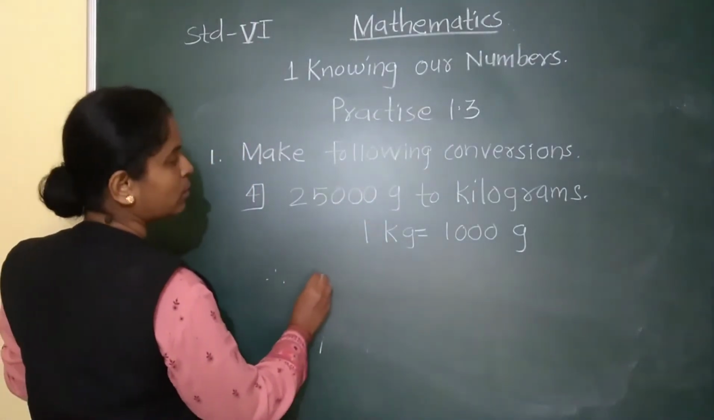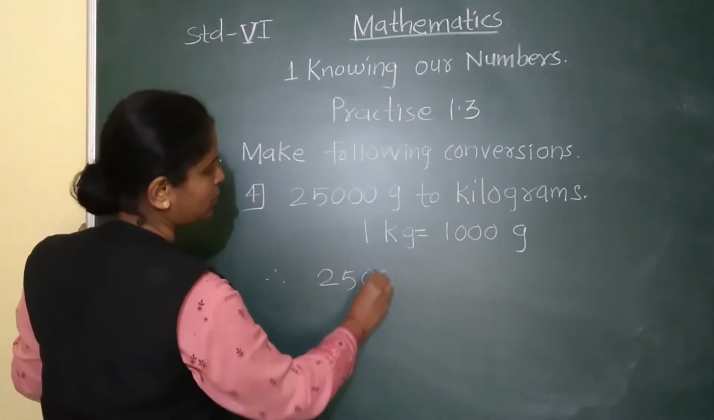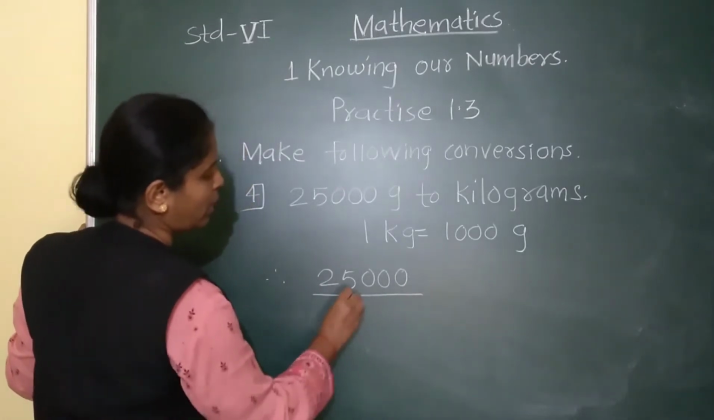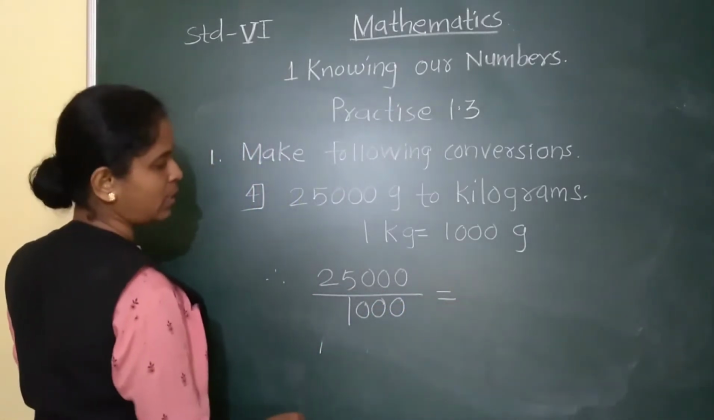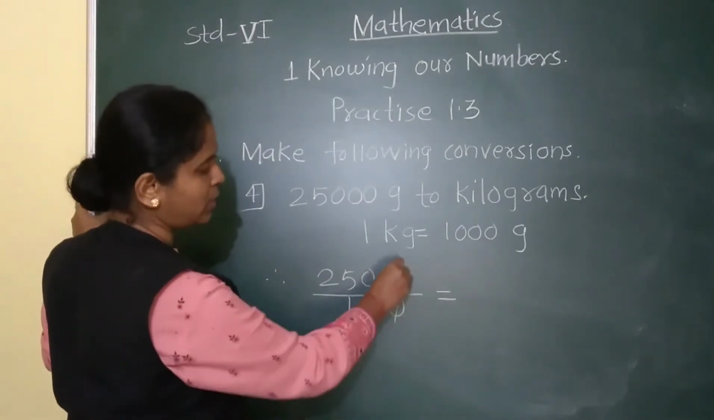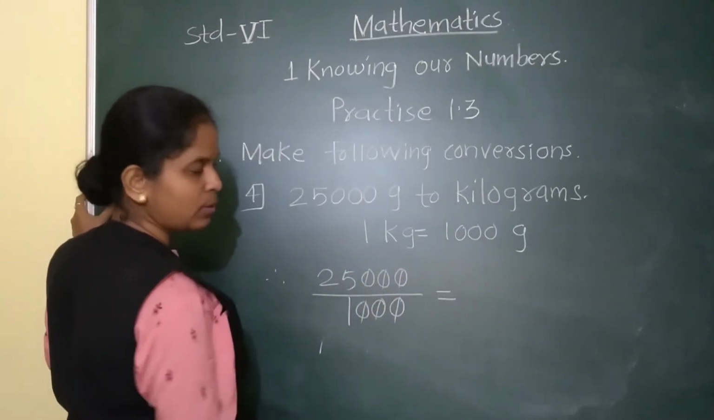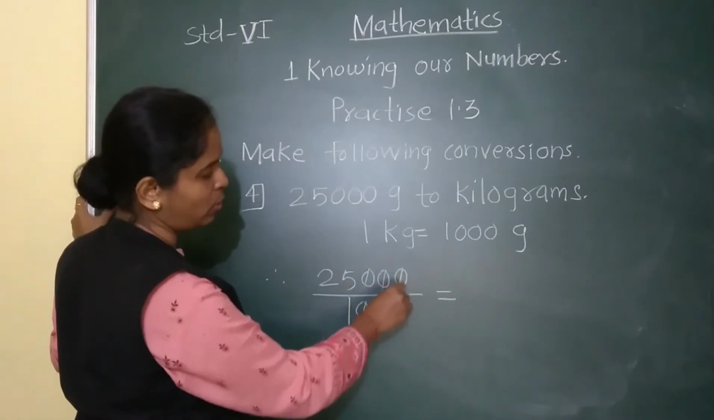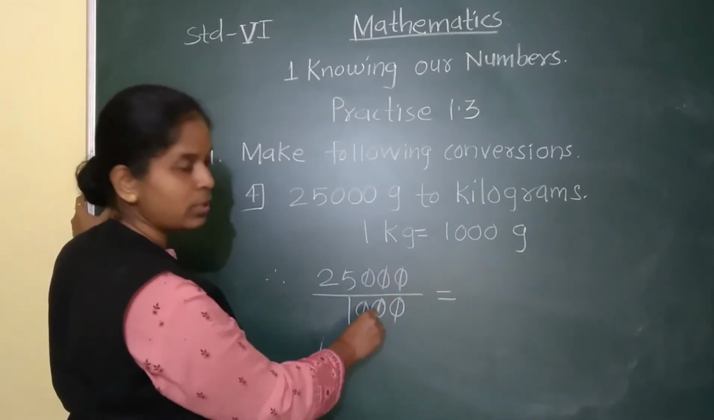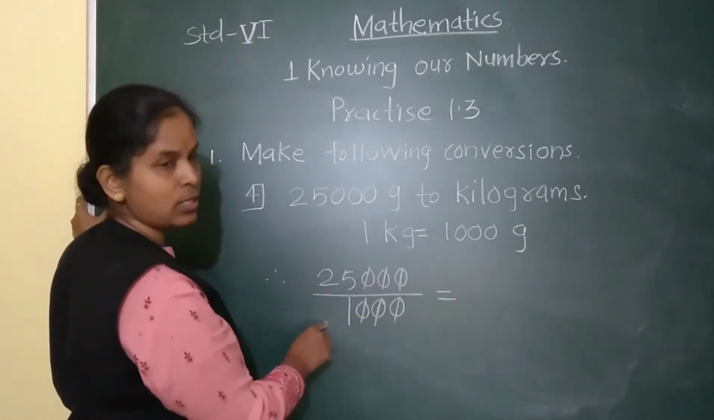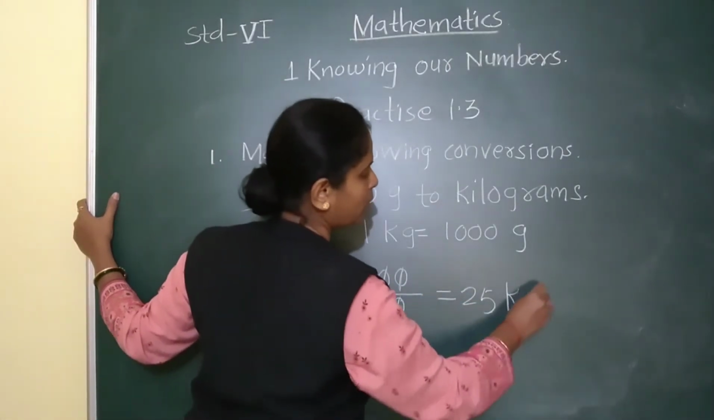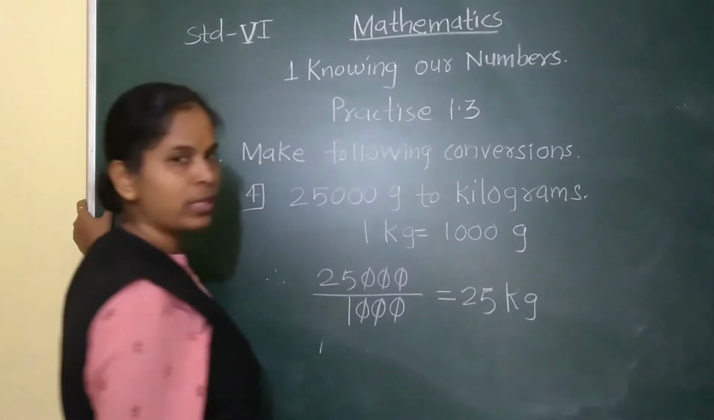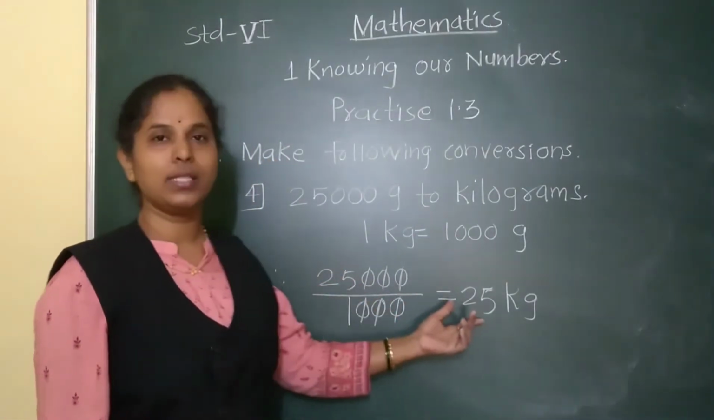Therefore, 25,000 grams divided by 1000. What will we get? We can cancel these zeros also. This 0 will get cancelled, this 0, and this and this. So what will remain? 25. It will be kg. Okay, so this is the answer.